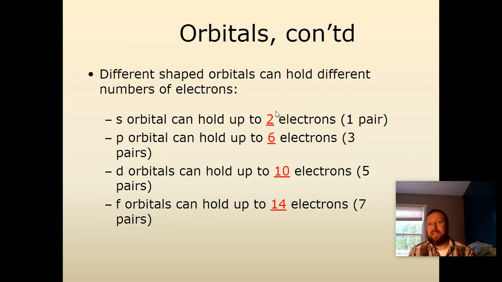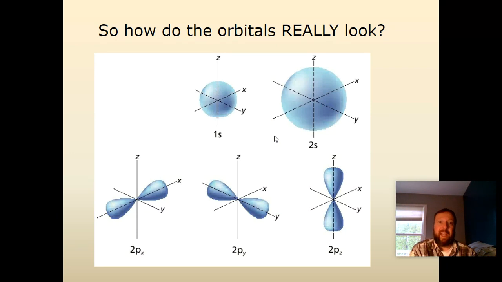As I said, the S can hold 2, the P can hold up to 6, which are always going to be given in pairs. So if we look at the S orbital, it's 1 pair. The p orbital has 3 pairs, the d orbital 5, and the f 7, which gives us those total numbers of electrons. And again, the letters represent shapes.